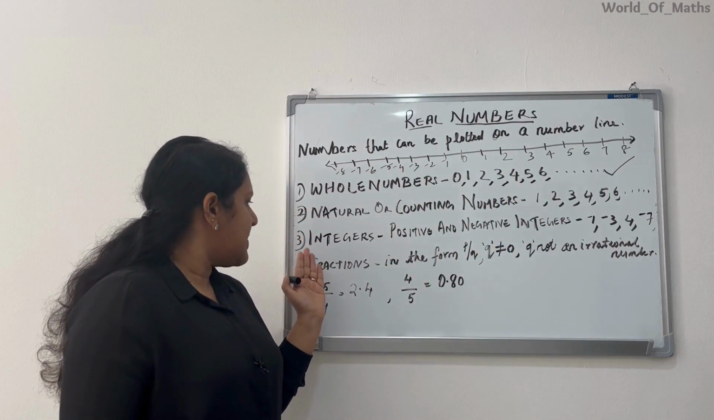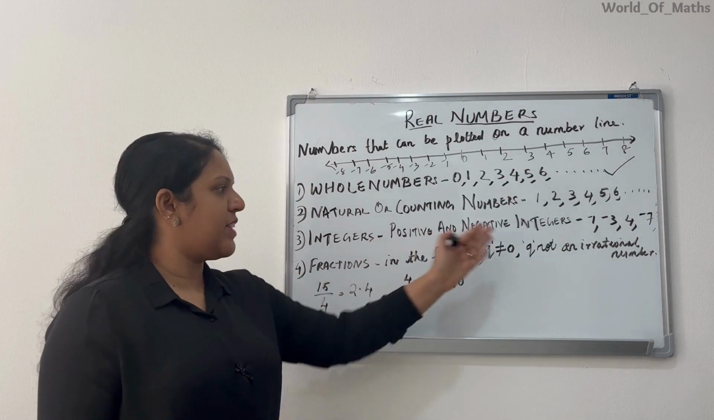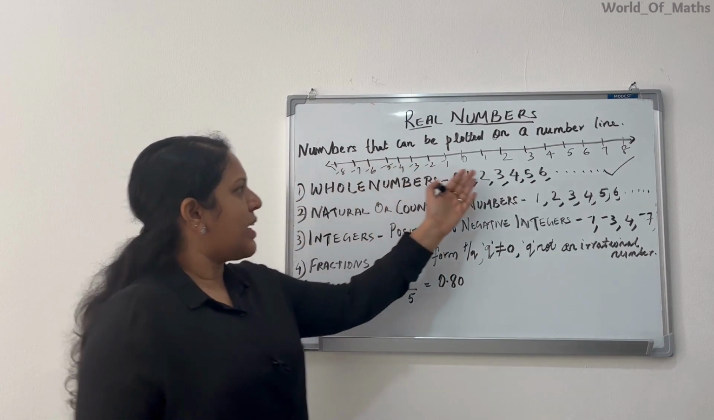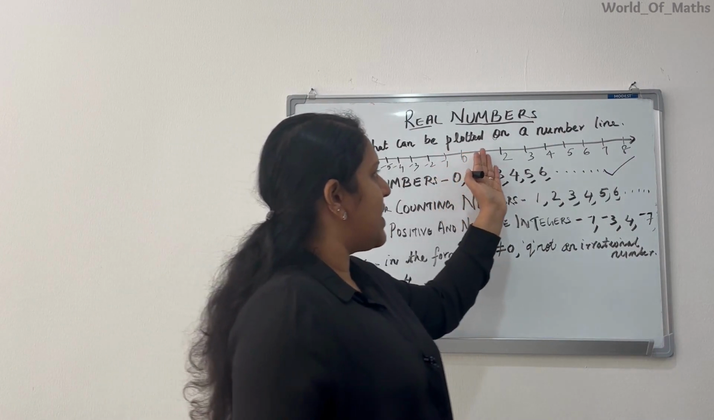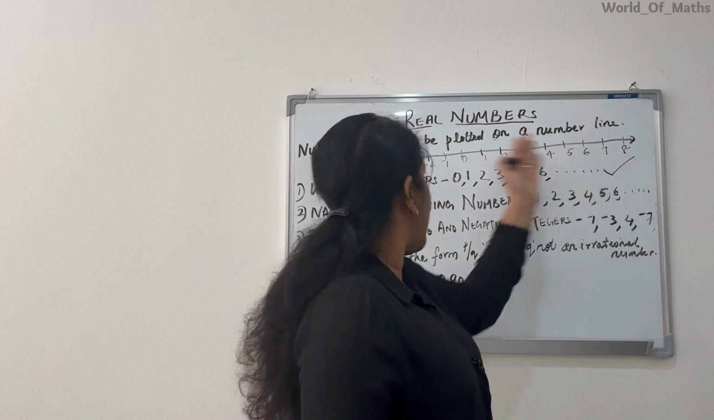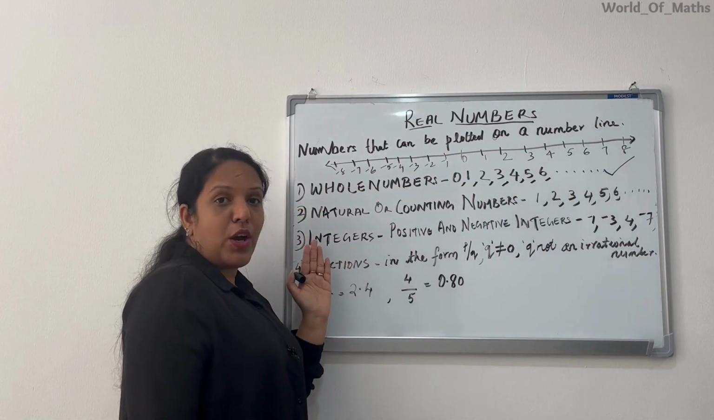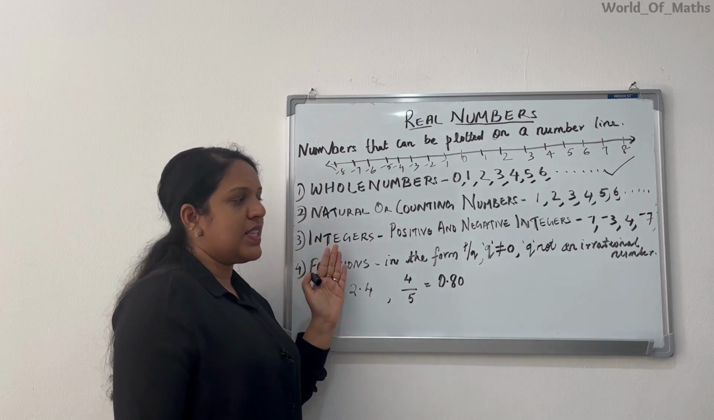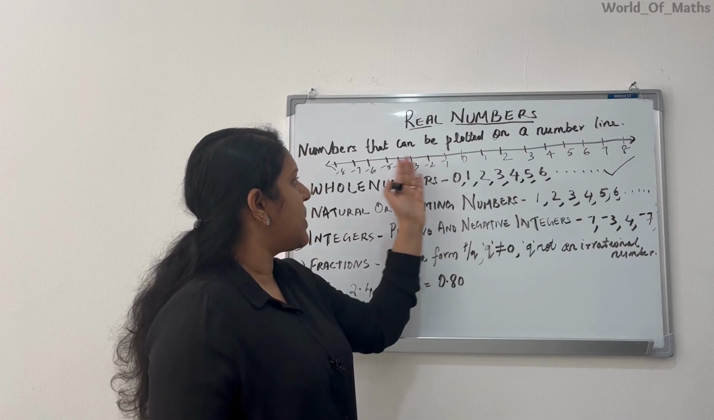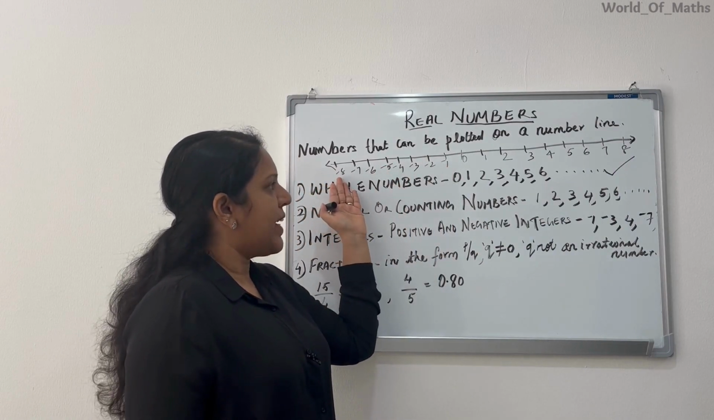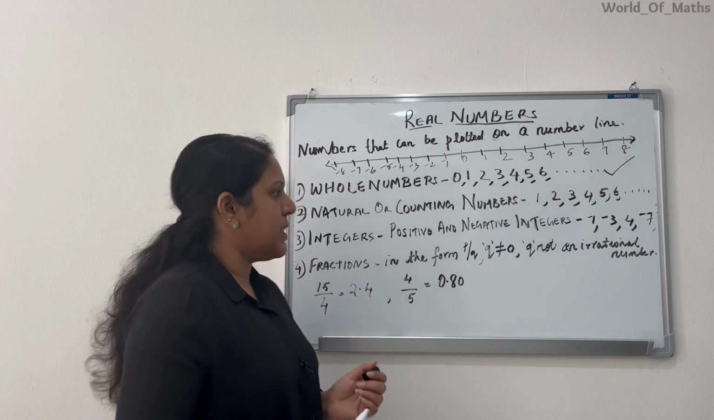So what is the third set of numbers? It is integers. We have positive integers and negative integers. You can see on a number line 0 is in the middle, at the origin, with positive integers to the right of 0 and negative integers to the left of 0. Can we plot all these integers on a number line? Yes, we can plot every integer on a number line. We can plot negative 1 here, negative 5 is here, negative 8 is here and it goes on. So all the integers are also real numbers.